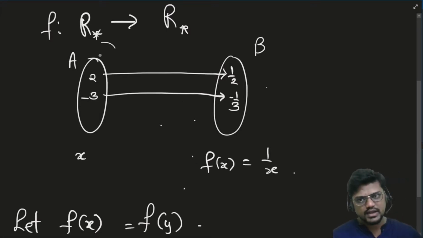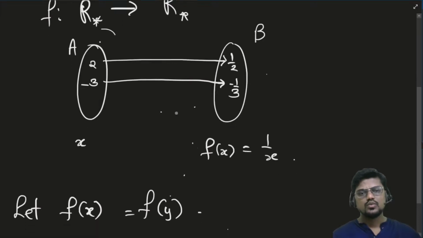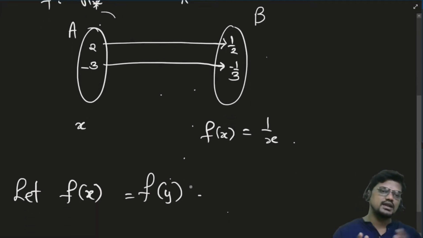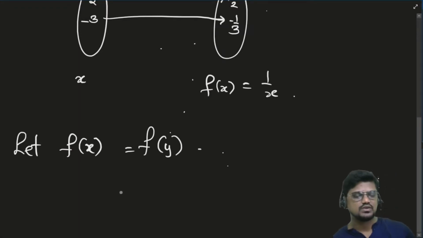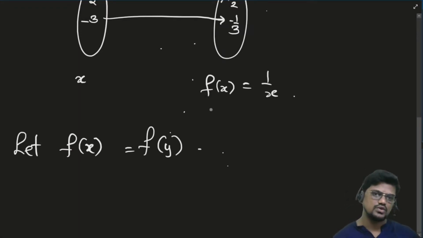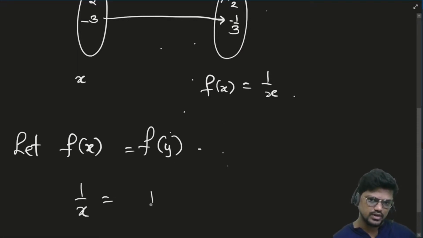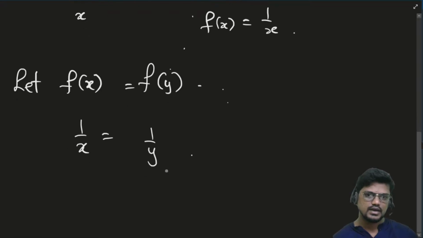I'm just equating two values of the elements in the set B in the codomain. This is called the domain, the elements of the domain, and these are called elements of the codomain. What I'm doing is just equating the elements of the codomain. So f of x equals f of y. What I know is f of x equals 1 by x, so I can write 1 by x, and f of y will be equal to 1 upon y. After cross multiplication, y equals x.